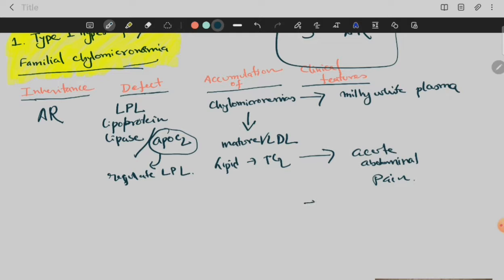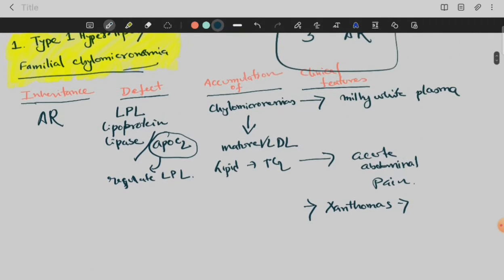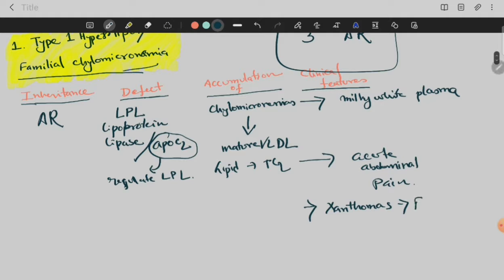And there are also two more associated things here. In all the lipoproteinemias, you can see xanthomas. Here, there are mainly three types of xanthoma: the eruptive type, the tuberous type, or another type, the tuberoeruptive type. Here, the xanthomas are of the eruptive type. We'll see the picture here, and there is fundoscopy. If you do a fundoscopy, you can see the lipemia retinalis.